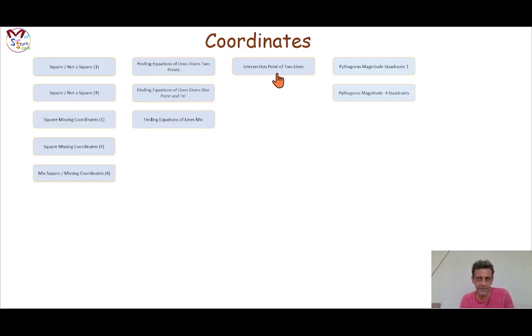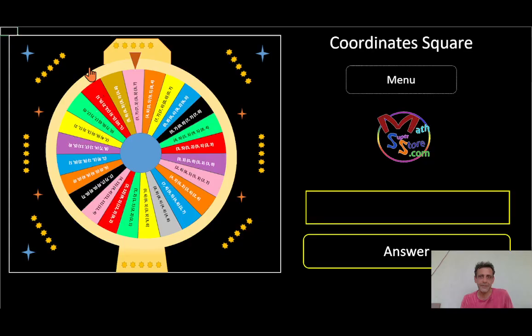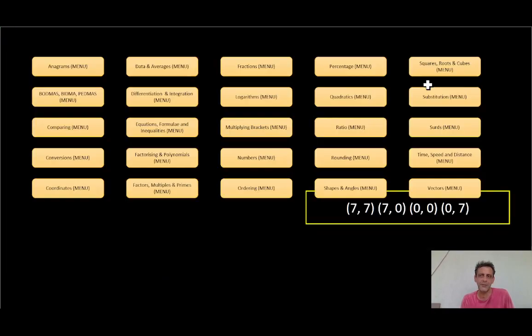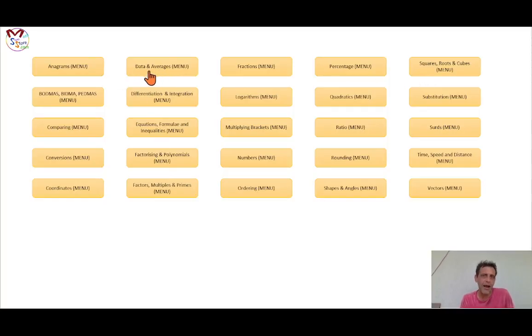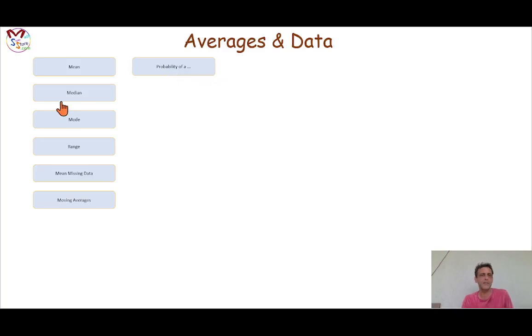Intersection points of 2 lines, and Pythagoras magnitude in quadrant 1, and Pythagoras magnitude in 4 quadrants. These will be in the Pythagoras menu as well. So if we quickly go back to the main screen to go to the menu, we've got data and averages. On data and averages, we've got mean, median, mode and range.